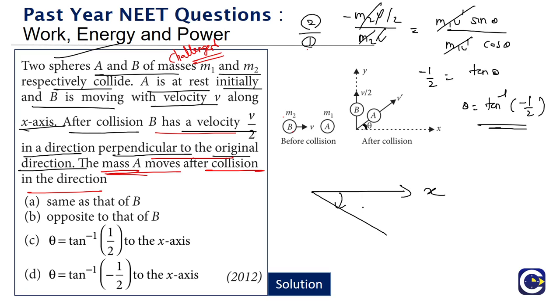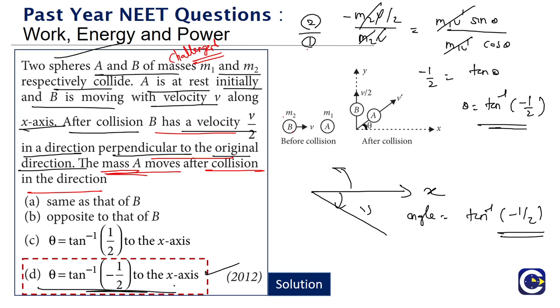This is what the angle is going to be. When you measure the angle on this side, we take it positive. The other side we measure the angle, it is going to be a negative angle. So we'll say tan inverse of minus half with the x-axis. So look at it, what is the answer? Tan inverse of minus half to the x-axis.